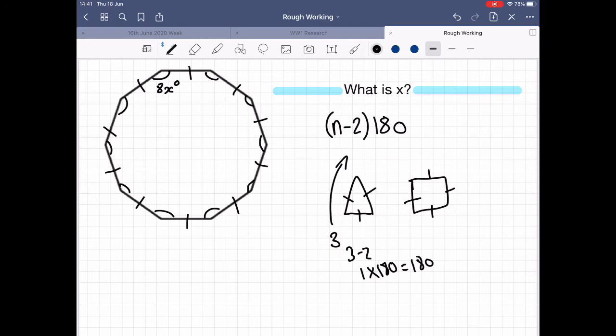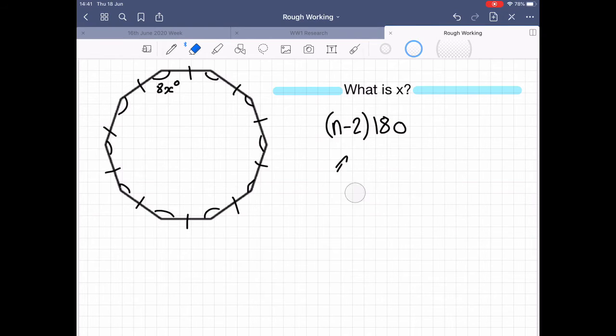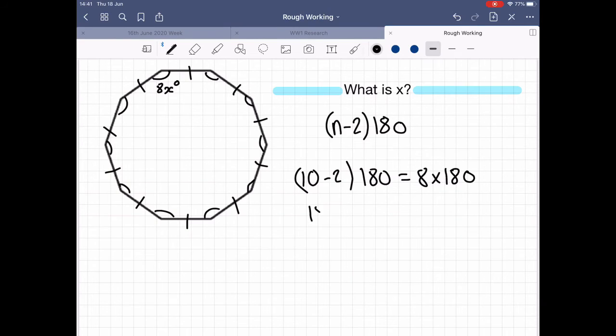And now for the square, that has 4 sides, so 4 take away 2 is 2, times 180, that's 360, and we know that the sum of all the angles in a square is 360 because there are 4 right angles of 90 degrees each. So now let's just apply this formula to our decagon, which has 10 sides. So 10 take away 2, times 180, equals 8 times 180, and if we just figure this out using multiplication, we find out that it is in fact 1440.